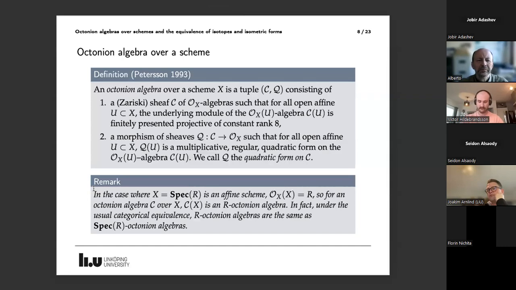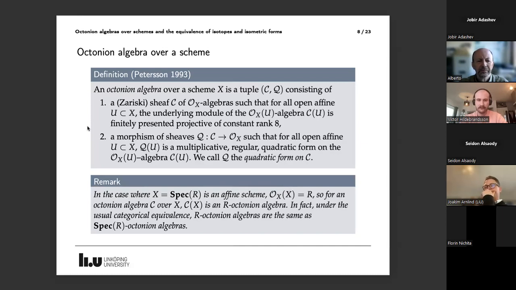Yes, then we come to octonion algebras over schemes. So, an octonion algebra over some scheme X is a tuple (C, Q), where C is a sheaf of algebras, such that for every affine open set U, the underlying module of C is finitely generated, projective, and of constant rank 8.